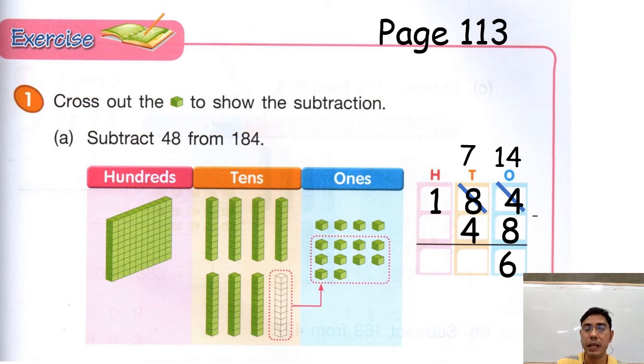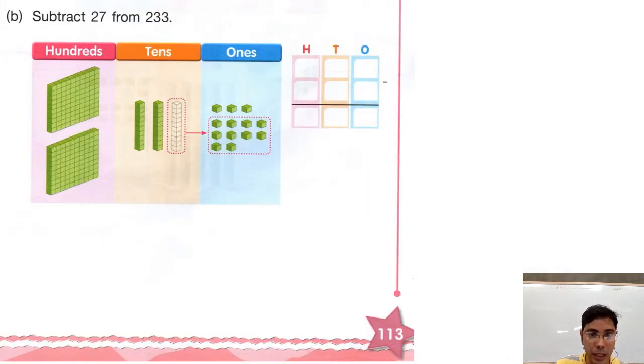Next, tens place. 8 is now 7. So 7 take away 4. 1, 2, 3, 4. You have 3. Next, very easy. You just bring down 1. Now, we go to letter B. 233 minus 27. Let's fill in the blanks.